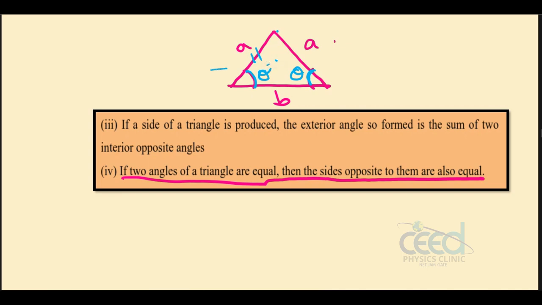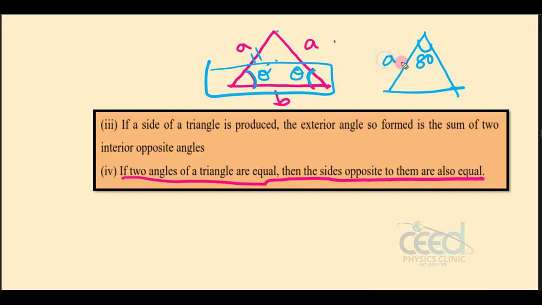That is why the base angles of an isosceles triangle are equal. Suppose one isosceles triangle is given here. This is 80, and given that this side is A and this side is A, you can immediately find this angle. Total is 180, so what remains after 80 is 100. So this will be 50 and this will be 50, because in an isosceles triangle two angles are equal, since two sides are equal.